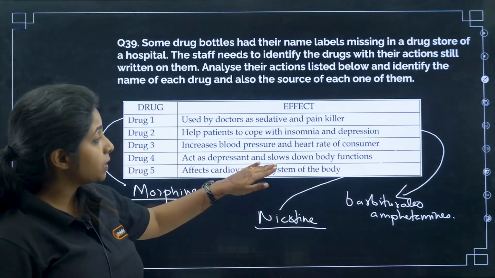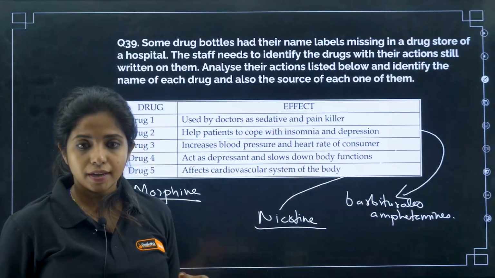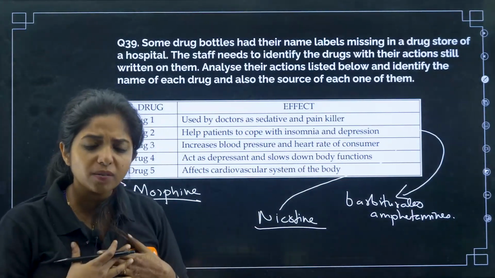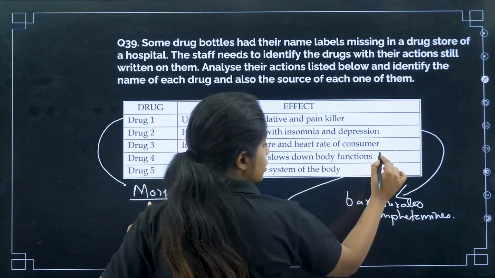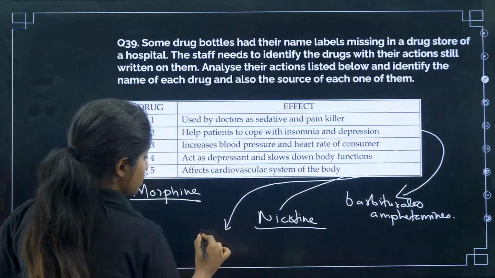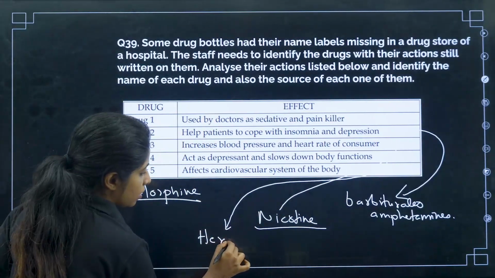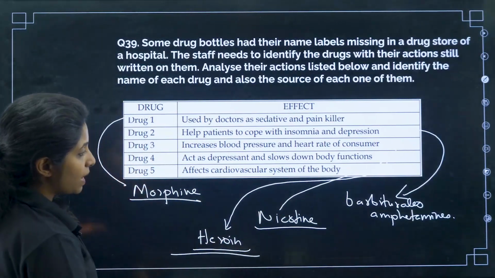Now, act as depressant and slows down body function. It will depress and slow down all your body functions, my dear children. Again, an opioid just like morphine. In this category comes another drug which is heroin. It is what? Heroin. It is a depressant.